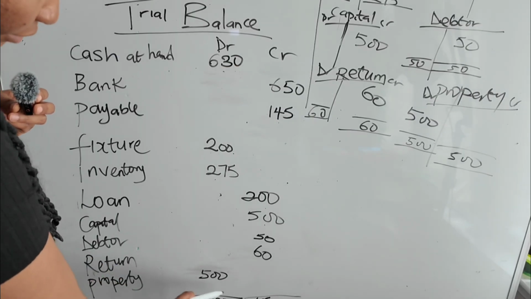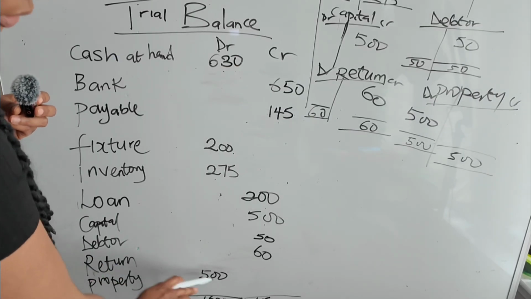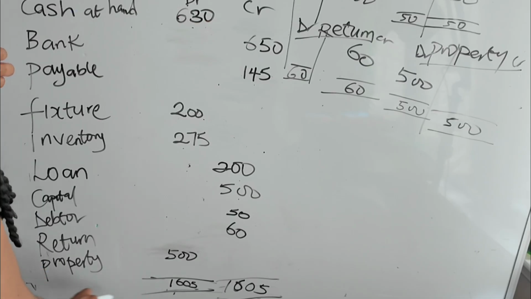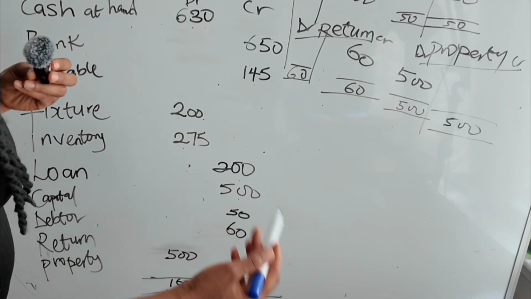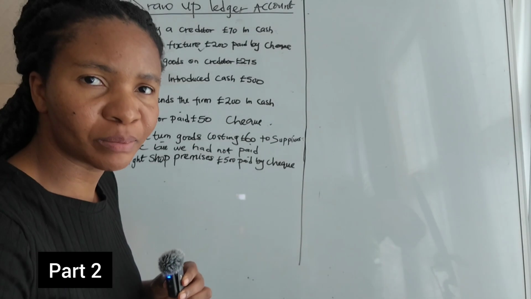So finally, we have property. How much? 500. You see, the total debit balance is 1,605. And the total credit side is 1,605. It is all balancing.